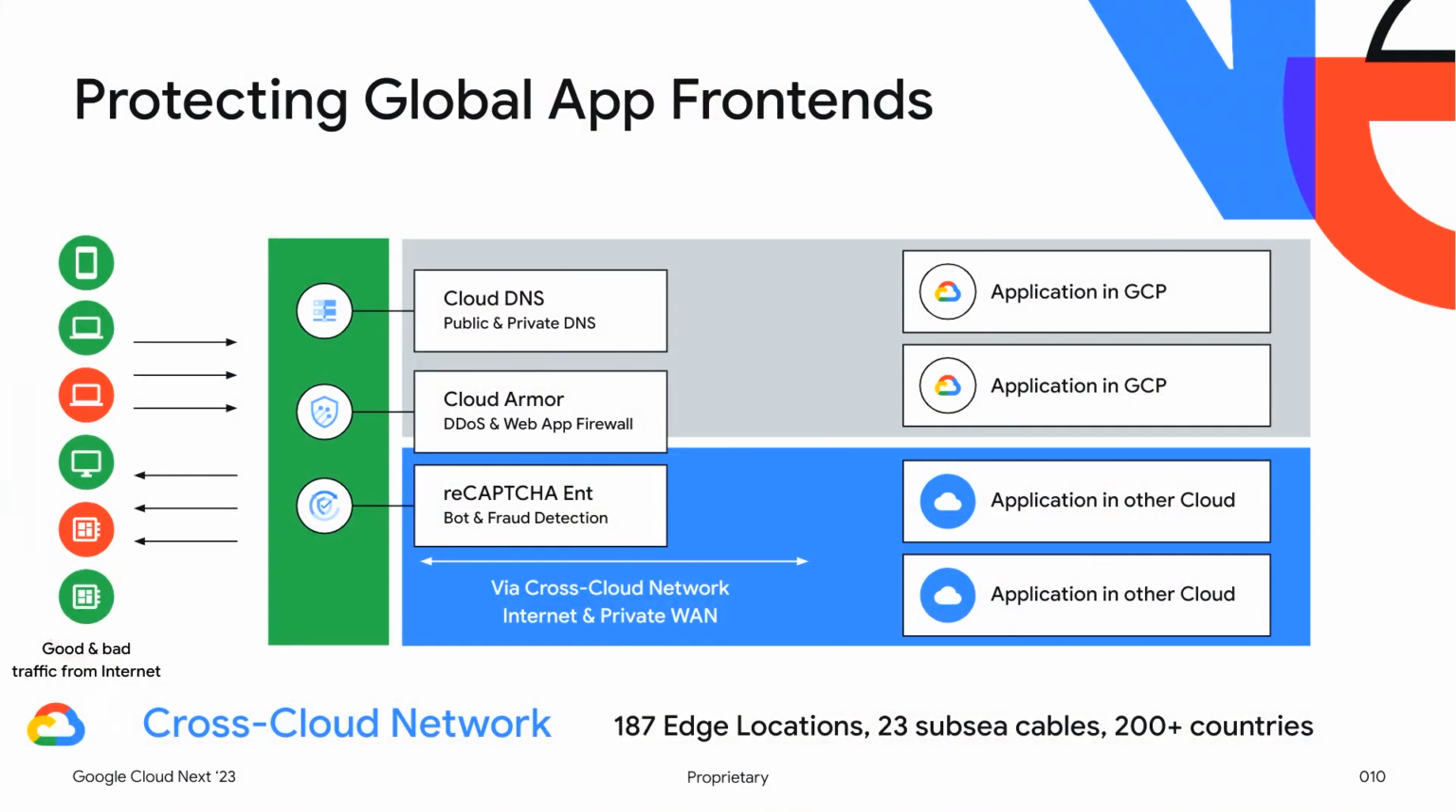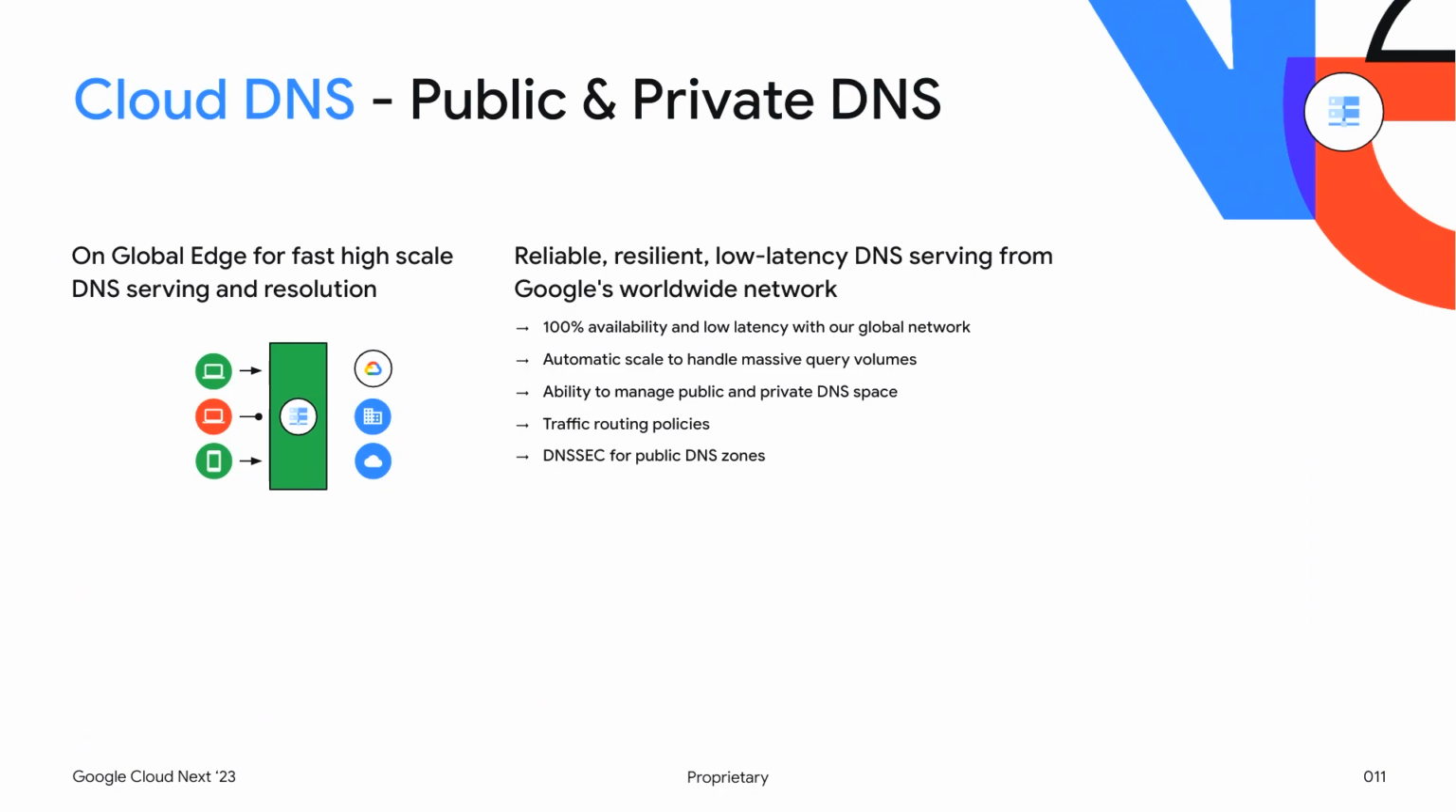Next is reCAPTCHA Enterprise, which helps protect against fraudulent activity and abuse, all without creating friction for the users. All of these things are provided globally for apps that are running in our cloud, other clouds, or even on-prem and colo. Now let's dig into each one of these in a little more detail.